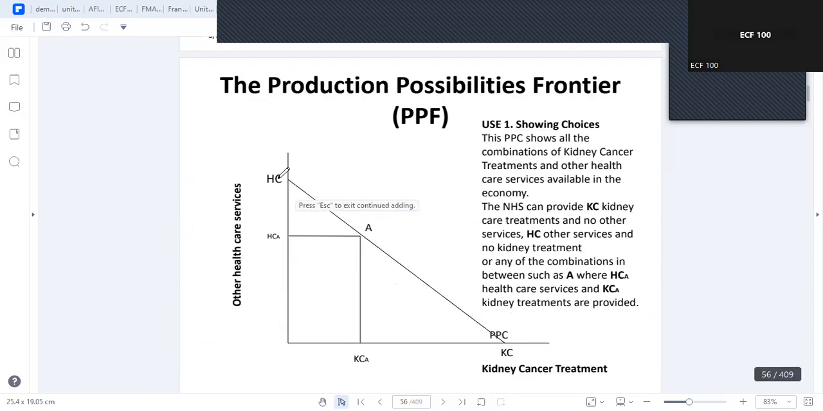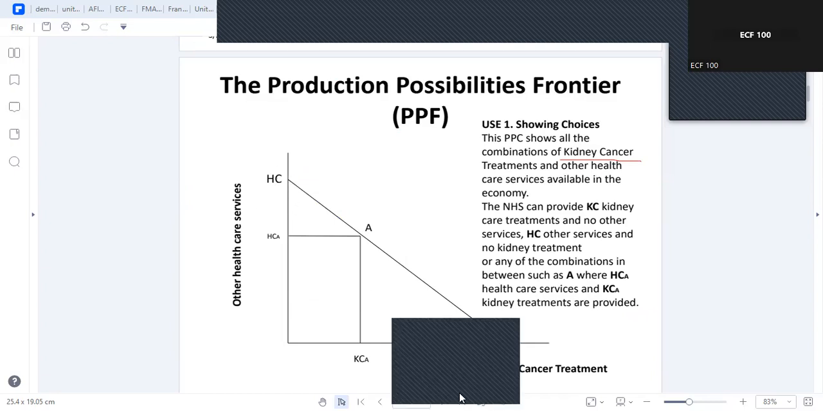So the PPF shows choices, choices of combinations. For instance, a combination of kidney cancer treatment. There are health conditions that will give you a choice that you need to make, either to save the child or to save the mother. So these decisions are also made in different categories. It can be in health, it can be in business.